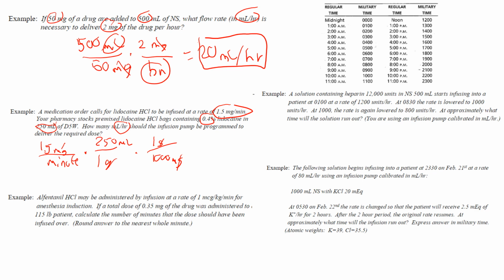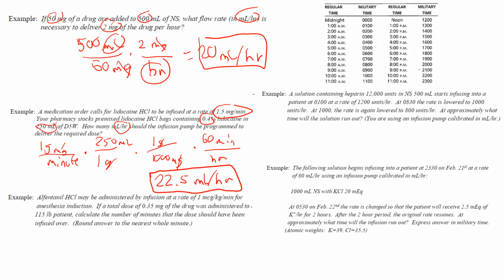However, we want hours. So what we can also do is we can just do 60 minutes in an hour. And that'll finally get us with our milliliters per hour that we want. So 1.5 times 250 divided by 1,000, and then times 60. And we get that we need 22.5 mils per hour in order to solve that. Not too bad.